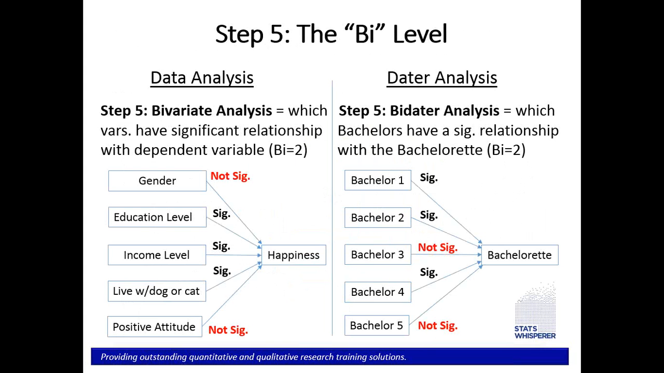In data analysis, bivariate, bi meaning two, is a relationship between the predictor and the dependent variable. For example, the first one is gender and happiness, and it says not sig. So there's not a significant relationship between gender and happiness, so gender will not go to the next step, step 6. In both instances, we're looking at significant one-on-one relationships, and if the relationship is significant, it goes to the next round. But if the relationship is not significant, the bachelor, or the predictor, does not go to the next round.